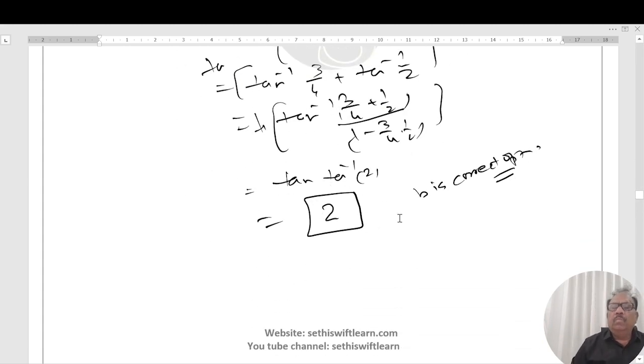Now, based on other properties, in session 3, I will complete all the other properties applicable in inverse trigonometric functions, right?